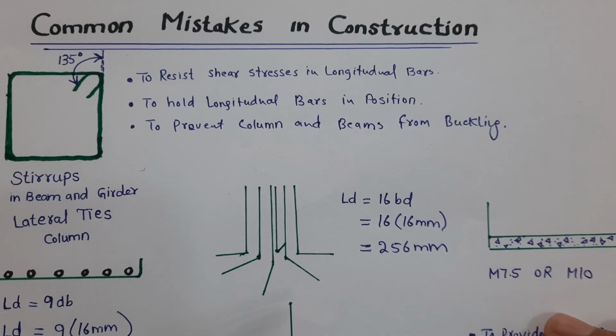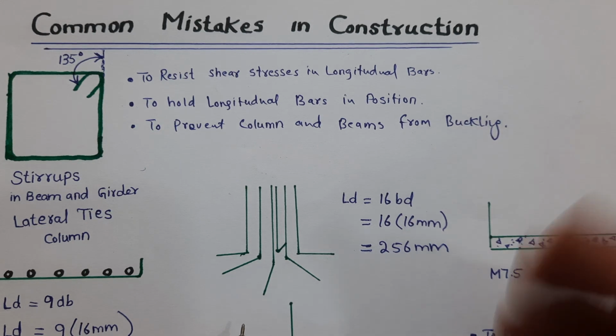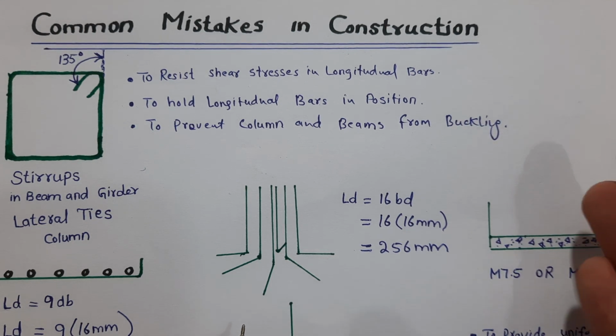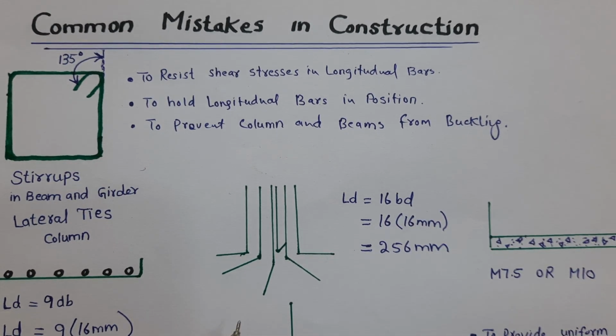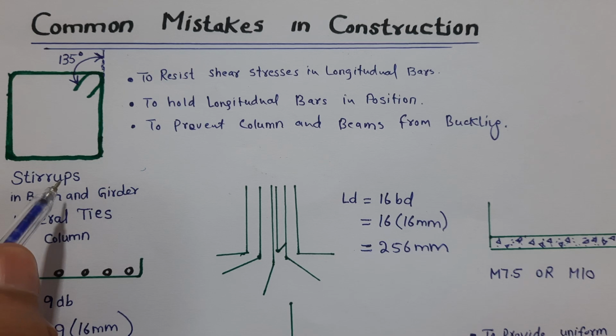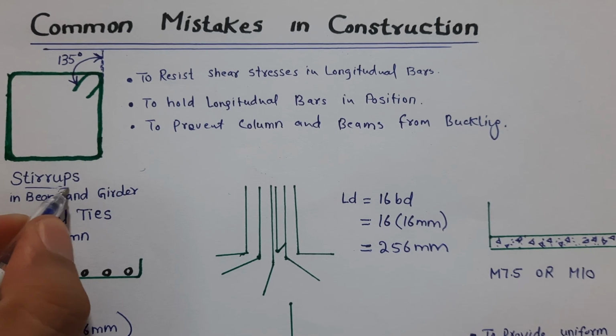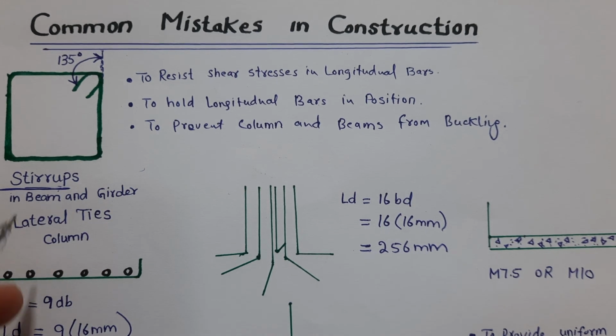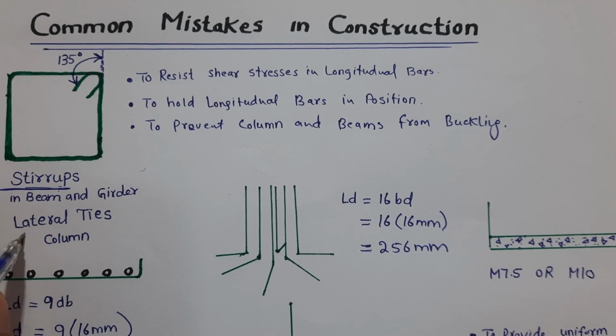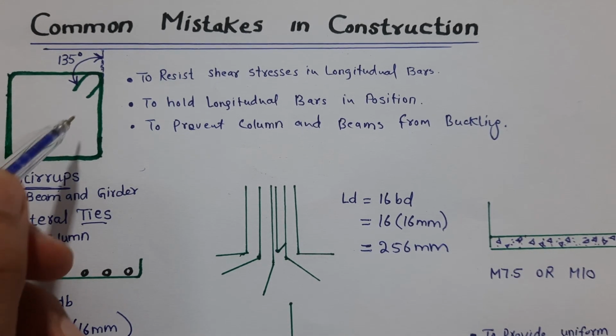Let's get started, guys. First of all, as you know, in the construction of a building, we have RCC structures like beams and columns. In beams and columns, we provide rings which are called stirrups. Stirrups in beams and girders are called lateral ties in columns. When we provide the same shape in a column, that is called lateral ties. When we provide it in a beam, that is called stirrups.